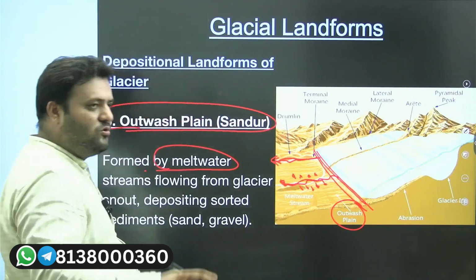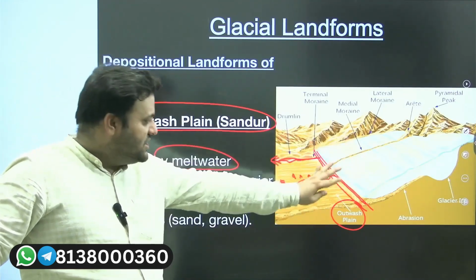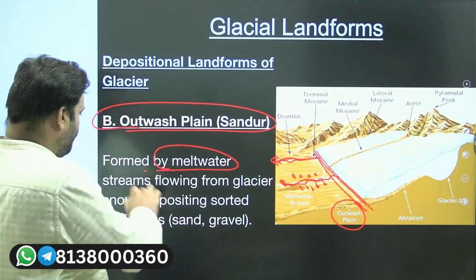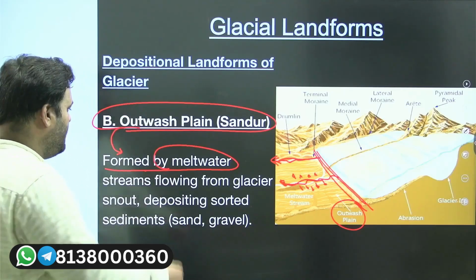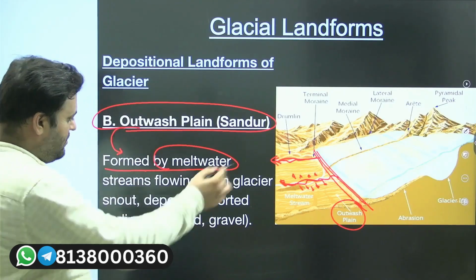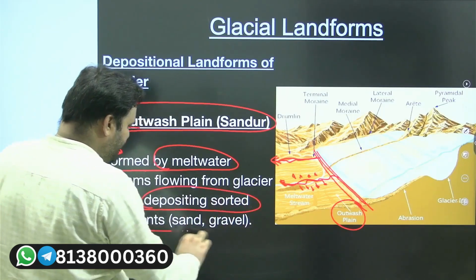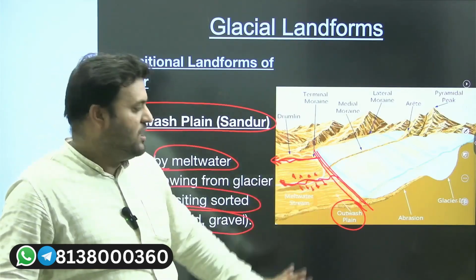That's how the river Ganga is there from the Gangotri glacier. This is how it is taking place. This outwash plain will be formed because of the melting of glacier. Streams that come will lead to the deposition of sorted sediment material. Sand and gravels will be here. They are well fit for cultivation. Here you can do cultivation.